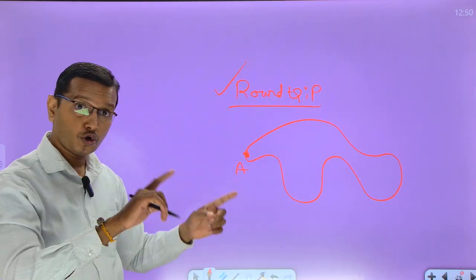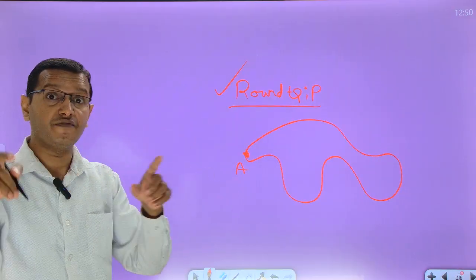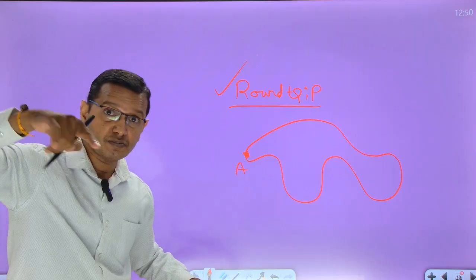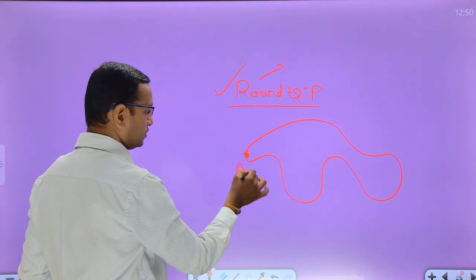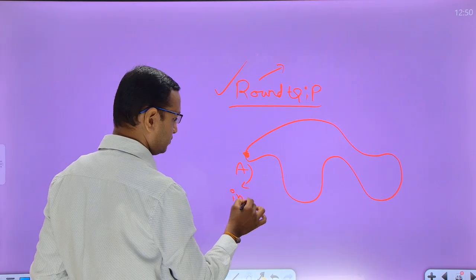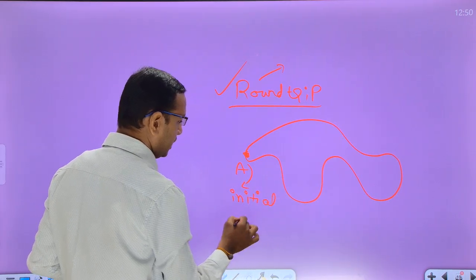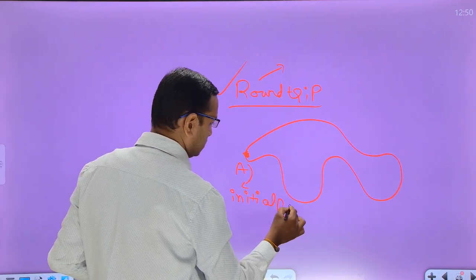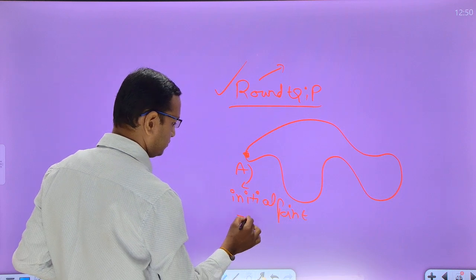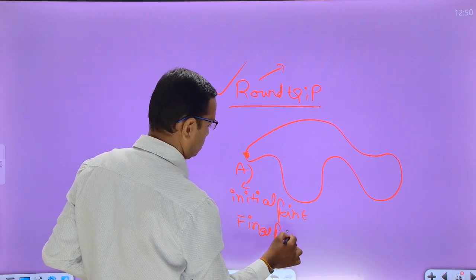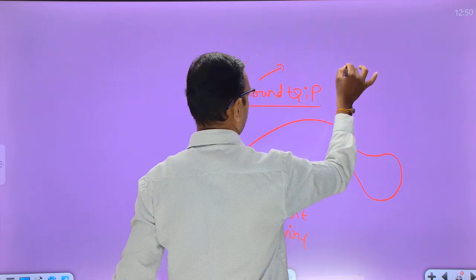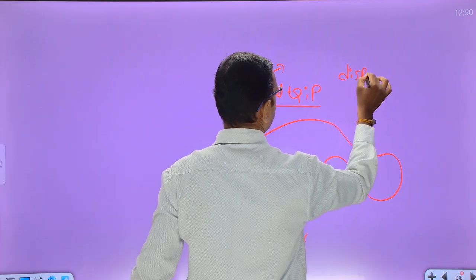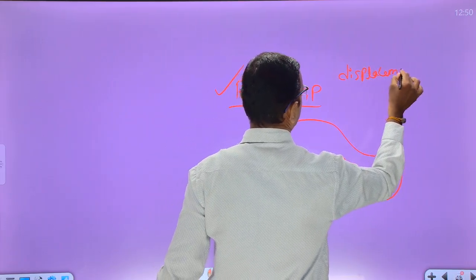Since the source and destination are the same, the initial and final points are the same, so the displacement will be zero. In a round trip, remember, since this itself is the initial point and this itself is the final point, the displacement in a round trip, remember this, will always be zero.